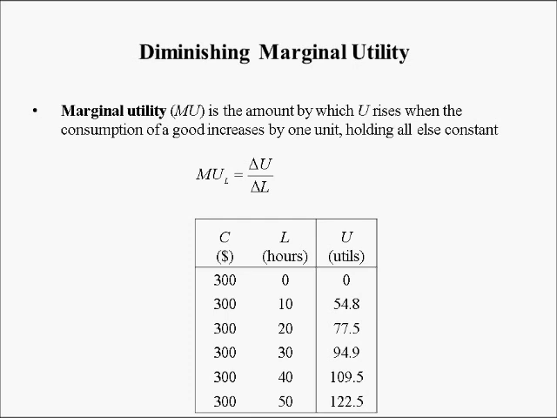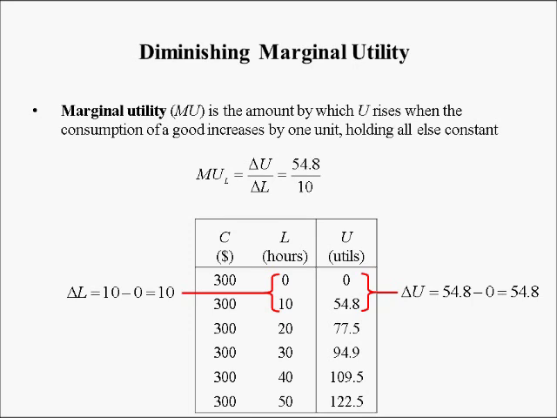So marginal utility is the amount by which utility rises when the consumption of a good increases by 1 unit, holding all else constant. So using our same exact table, we're going to compute the change in utility, and we're going to compute the change in leisure. The change in leisure is 10 hours. We go from 0 to 10. The change in utility is 54.8 minus 0, which is 54.8. Taking that ratio, we get an average marginal utility from 0 to 10 hours of 5.48.